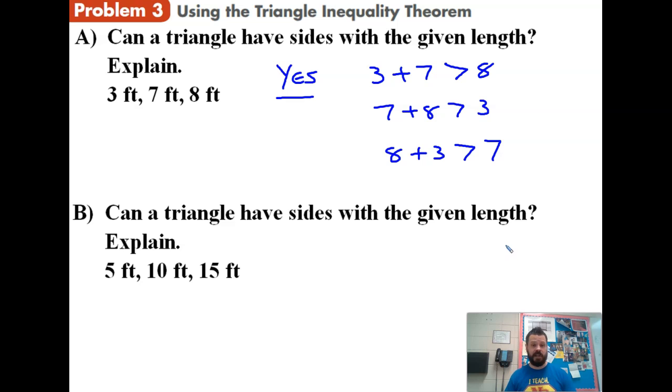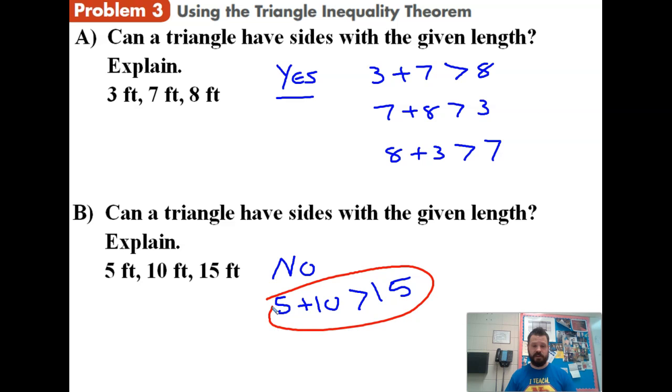Part B, same idea. Can you have a triangle with the sides of the given lengths, 5, 10, and 15? I'm going to say in this case, no, you can't. Okay, because 5 plus 10, the two shorter sides, are not greater than 15. Okay, this is a false statement. They're greater than or equal to 15. But with our triangle inequality, what we need to have is strictly greater than.